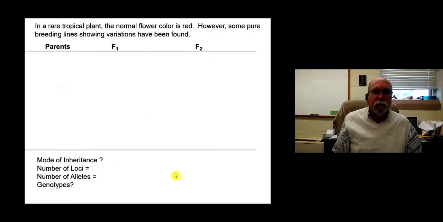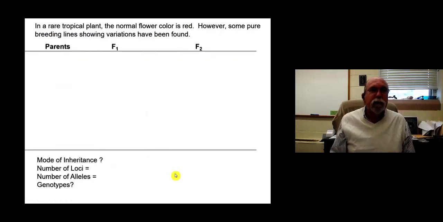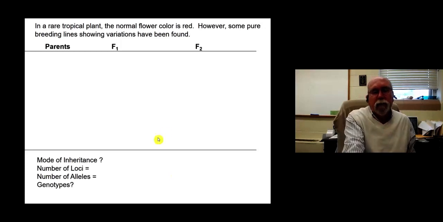Okay. All right. Now, we're still going to use Mendel. Let's think about it. Here's a rare tropical plant. Normal color is red. However, there are some pure breeding lines. Now, that pure breeding is really important, right?